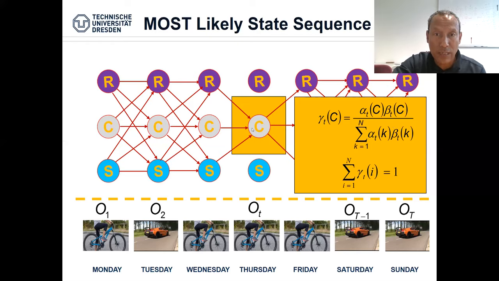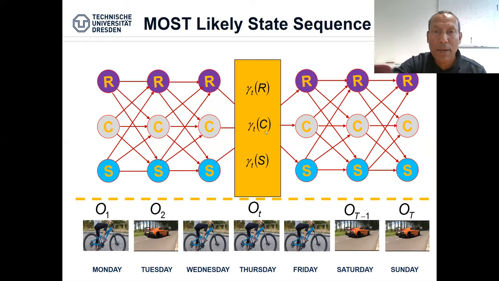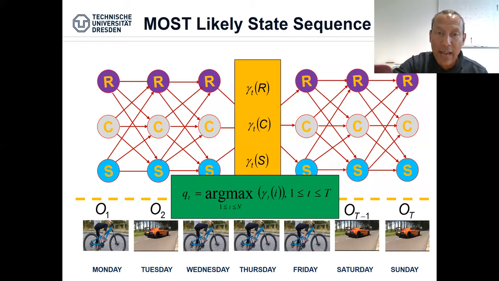This is for the probability of the weather on Thursday being cloudy, but we can normalize it so that by adding the values of gamma, we have a probability of one. So gamma t of C will give us the probability that on Thursday, the weather was cloudy, given all the evidence we have. Now we can calculate for this and for this also using the same approach. What we have is now gamma t of R, gamma t of C, gamma t of S. The state which scored the highest, we can say, is the most probable state on Thursday. So we will take the state, argmax here simply means the state having the highest score.